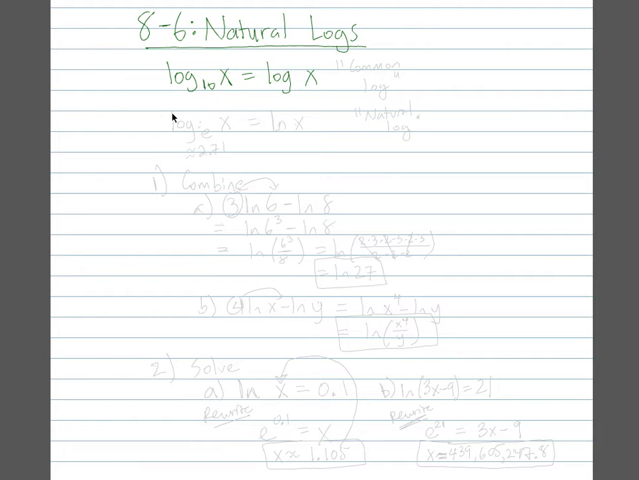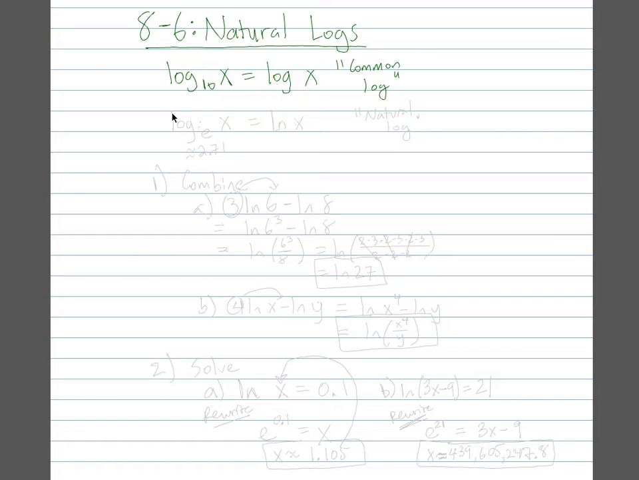Okay. All right, so log base 10 of x is also called log x. This is not the natural log. Log base 10 of x is the common log. The common log is the log base 10.